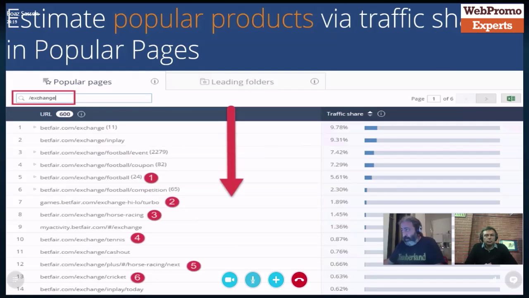And then I can also look at products. What is working in my industry? What should I be doing? What's working for my competitors? Very, very easy to do with our tool.